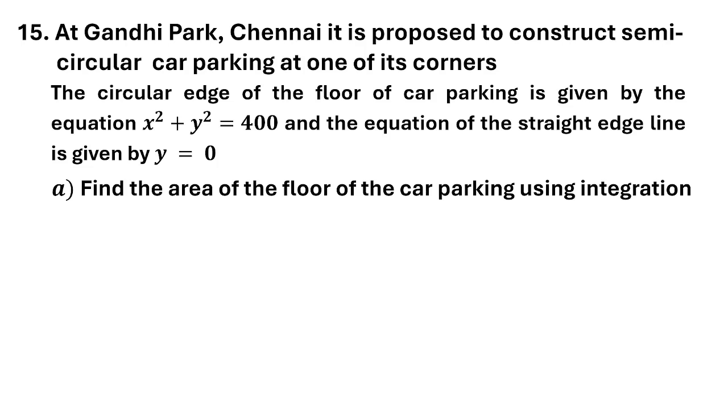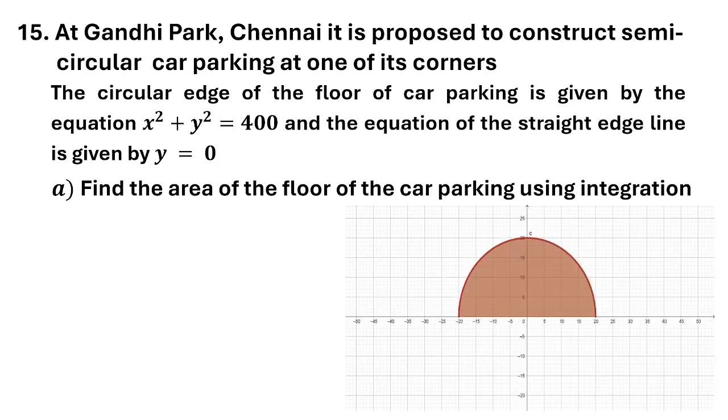A semicircular car parking is to be constructed and the equation is given, and the straight edge is also given. All of you see what that straight edge is? Y is equal to 0. It is nothing but the x-axis. Let us do it now. Now remember, this is actually from minus 20 to 20. We should not find only the right hand side, that is the first quadrant. If you find only the first quadrant area, multiply it by 2.